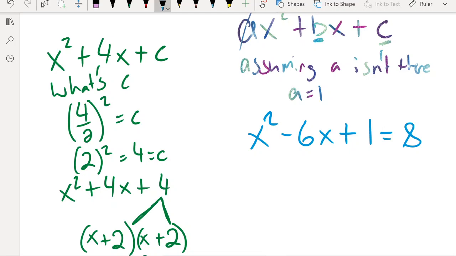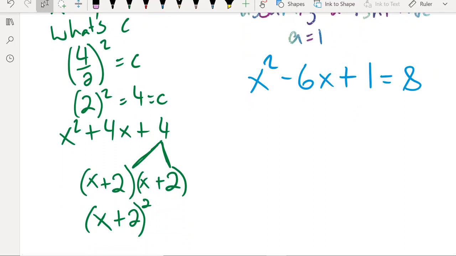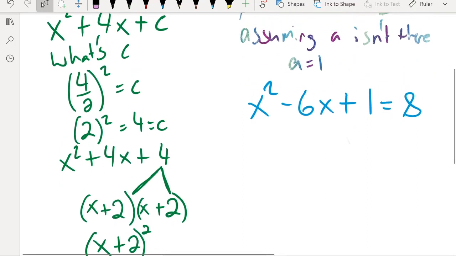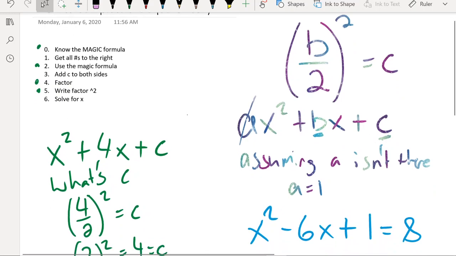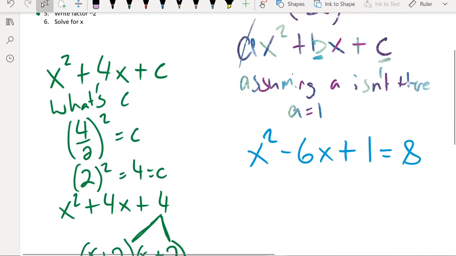Now, if you don't have to complete the square, don't, because completing the square is gross. All right, but if you have to, if it's a problem you have to do on your homework or on a test or quiz or whatever, then this is what you would do. Okay, so the first thing is to know the formula. What's the formula? B over 2 quantity squared equals C. That's right.